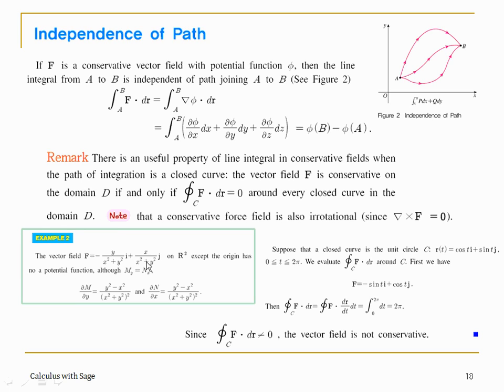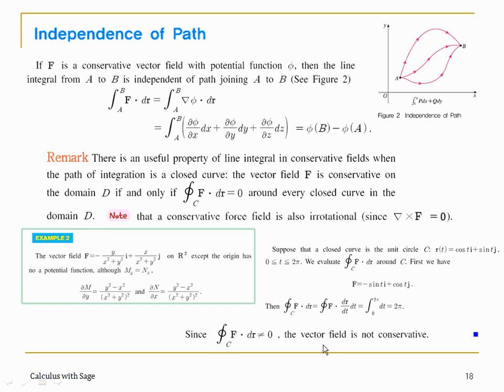Actually, this is the example that I was trying to show you at the earlier page, the first page. Suppose that the closed curve is the unit circle, going around from 0 to 2 pi. Then first we have capital F like this. Then we check the line integral like this. This is equal to 2 pi. If this were a conservative vector field, it must be 0. But the integral was not 0 on a closed curve in the domain.